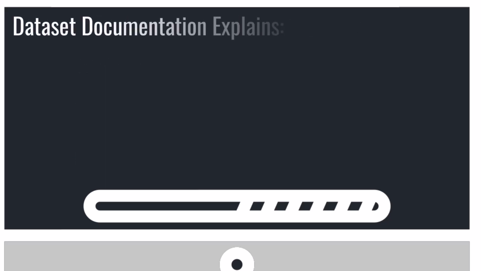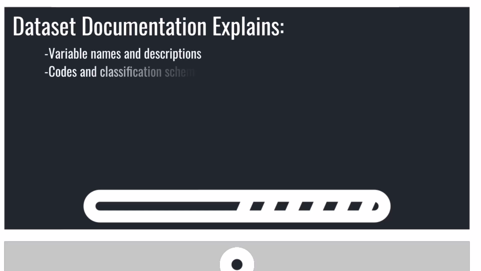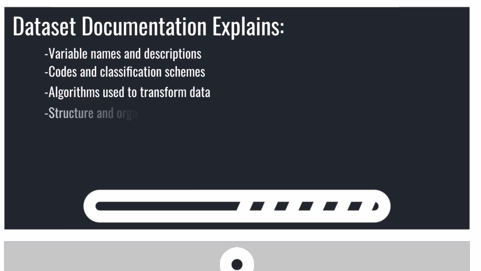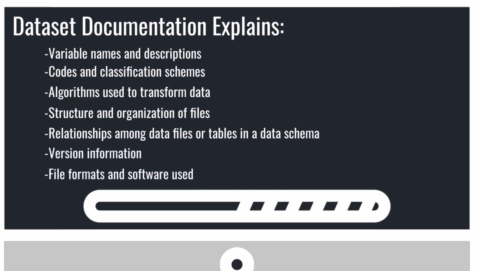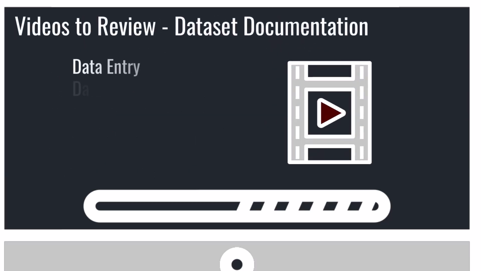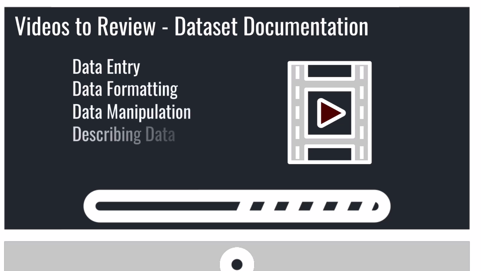Dataset documentation explains variable names and descriptions, codes and classification schemes, algorithms used to transform data, structure and organization of files, relationships among data files or tables, versioning information, and file formats and software used. These topics should also sound familiar from other videos. You may find it helpful to review the videos about data entry, data formatting, data manipulation, describing data, and file organization as you plan and prepare your dataset documentation.